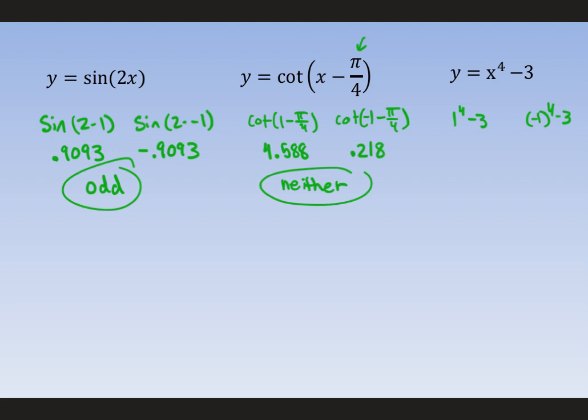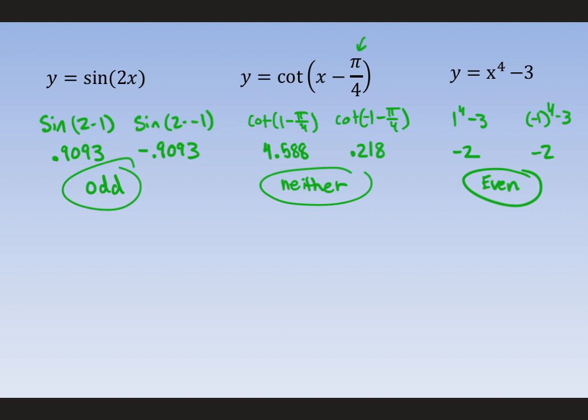So I'll go 1 in parentheses to the 4th power minus 3, and that gave me a negative 2. You could probably do this one without a calculator, to be honest, if you really thought about it. And then I'll do negative 1 the same way. Make sure you put in parentheses if you're using a calculator. I also get a negative 2. And since they're both negative 2, they're exactly the same number, both the same sign as well. Both are negative. And so I will say this one is even.